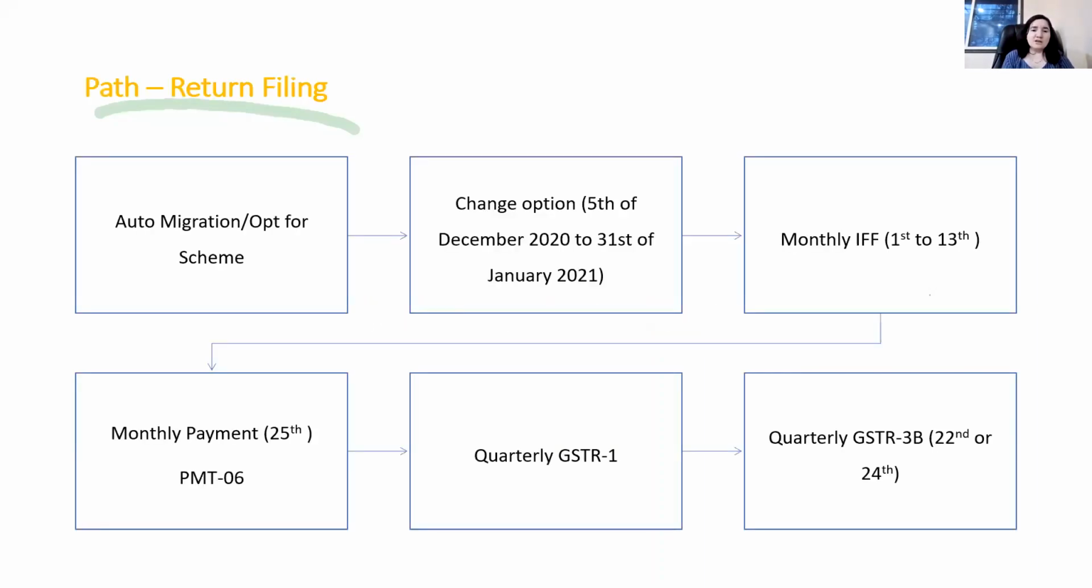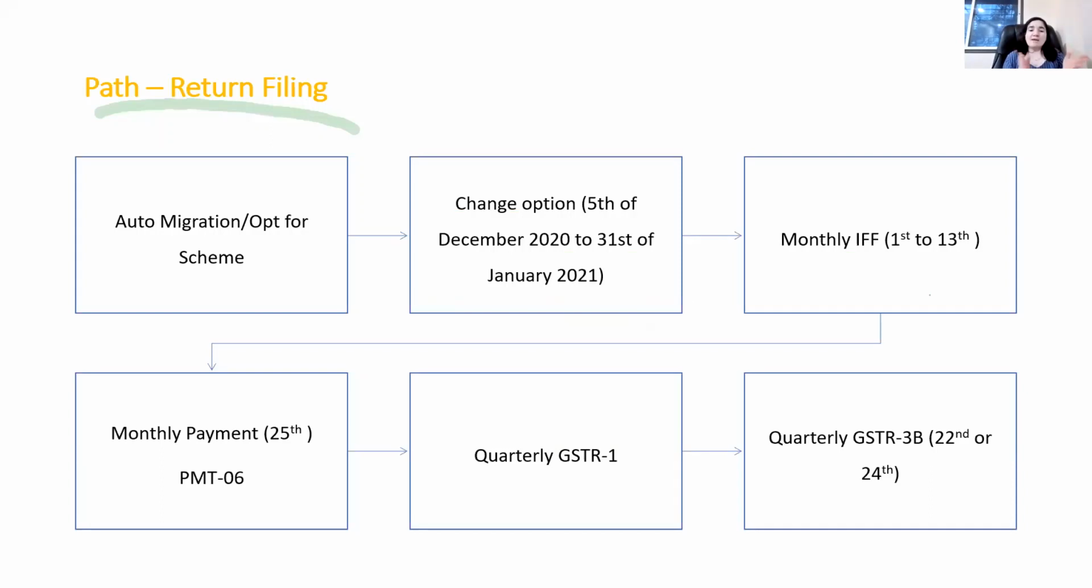So we have seen the payment and the return filing. Just a short revision about that. First, check the auto migration. If not auto migrated, opt in or opt out of the scheme as per your convenience. The option to change the scheme is available up to the 31st January. So please exercise the option before 31st January.